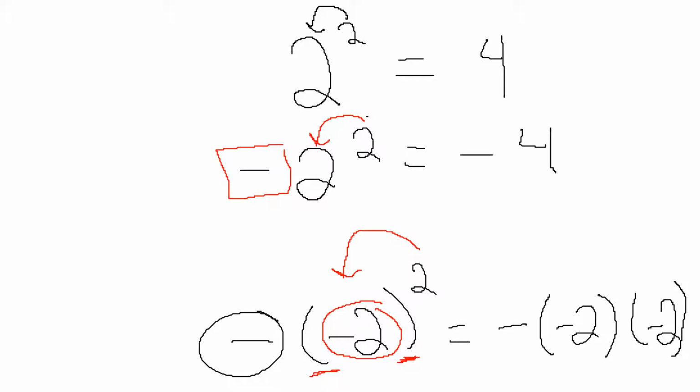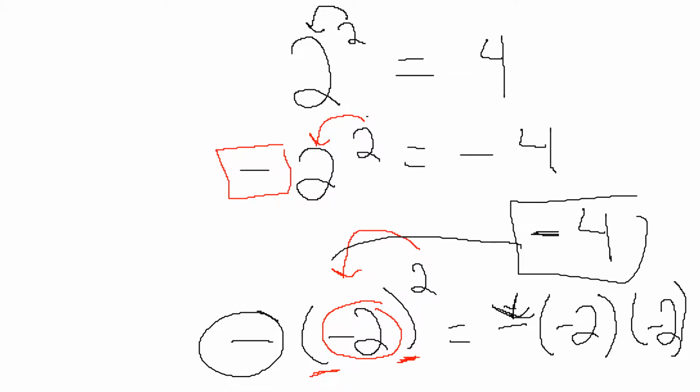So I'm going to keep this negative. Sorry, I'm going to do my answer right up here. This negative is not being touched. It's going to stay right here. Then negative 2 times negative 2 is positive 4. And we'll do another one of those in just a second. So let's look at another one of these.